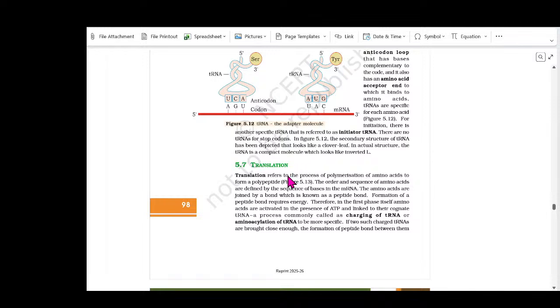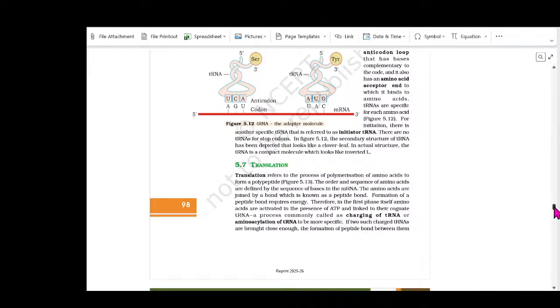5.7 Translation. Translation refers to the process of polymerization of amino acids to form a polypeptide. The order and sequence of amino acids are defined by the sequence of bases in the messenger RNA. The amino acids are joined by a bond which is known as a peptide bond. Formation of a peptide bond requires energy. Therefore, in the first phase itself, amino acids are activated in the presence of ATP and linked to their cognate tRNA, a process commonly called the charging of tRNA or aminoacylation of tRNA to be more specific.